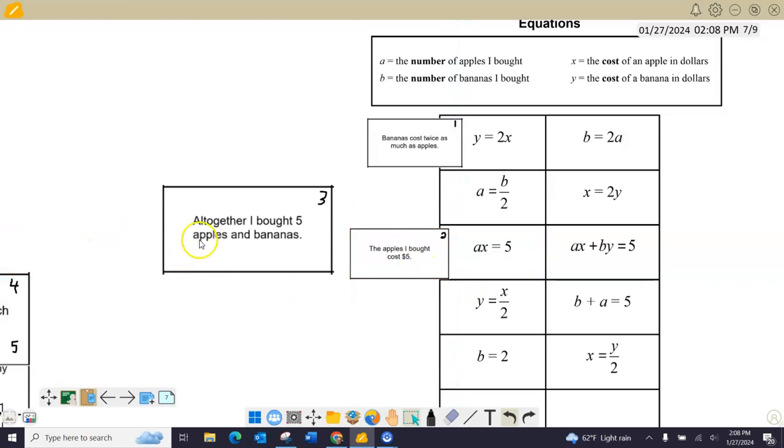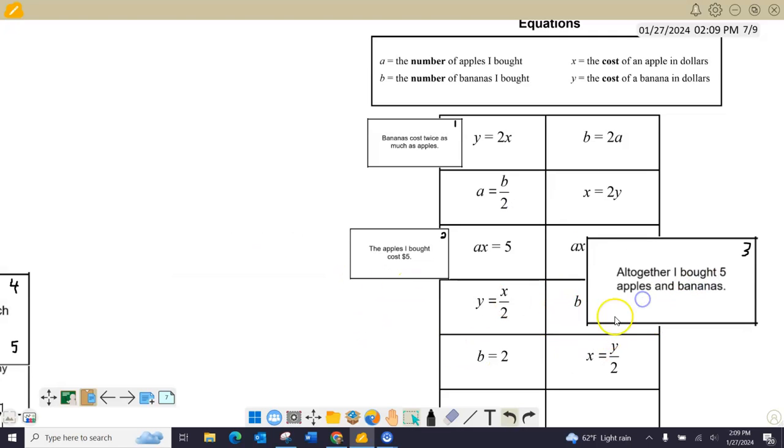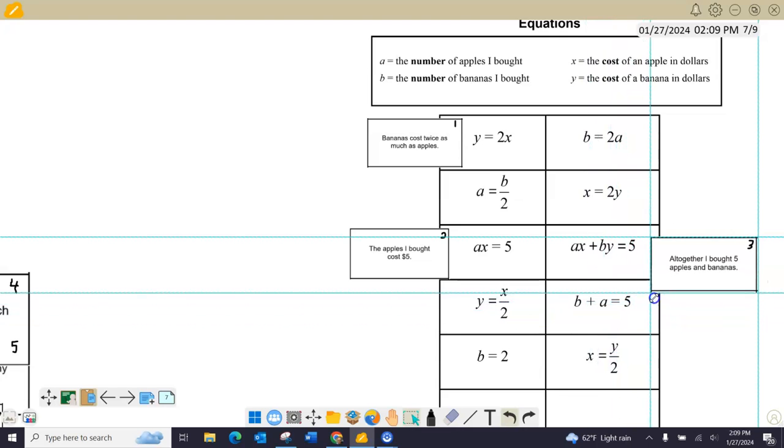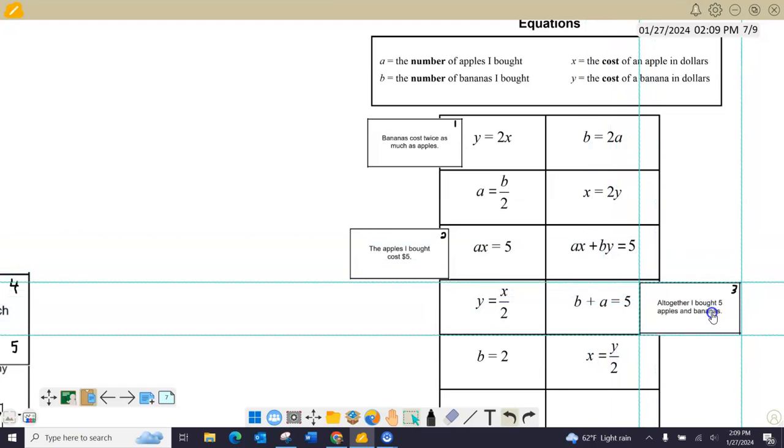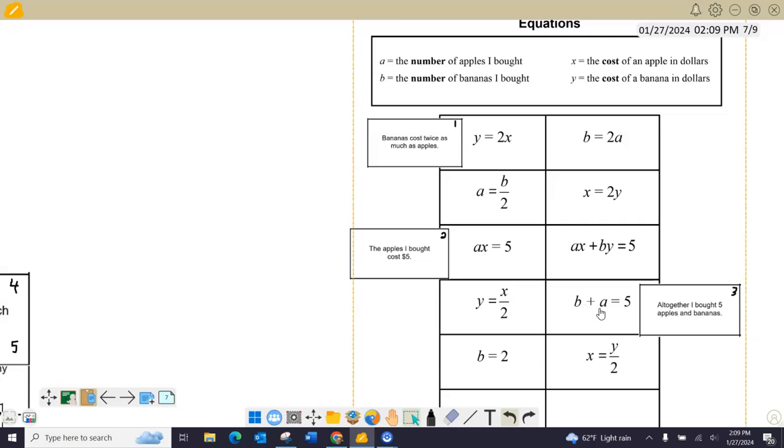Next one. Okay, altogether, I bought 5 apples and bananas. Go ahead and hit pause, come back. All right, since you're buying a bunch, we're not talking about cost, we're talking about the number of apples, so A and B. Altogether, we're adding these things together, so it looks like over here, B plus A equals 5. The number of bananas plus the number of apples equals 5. That is the same as that there.